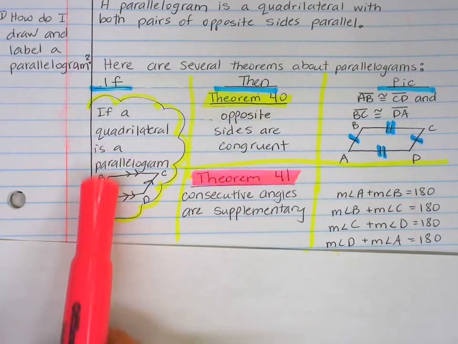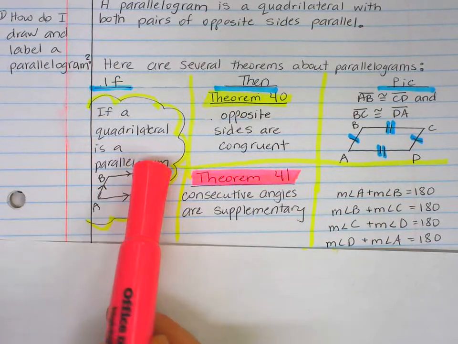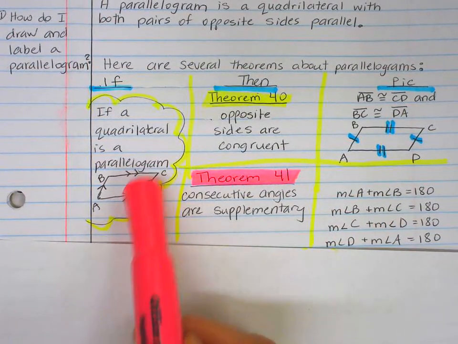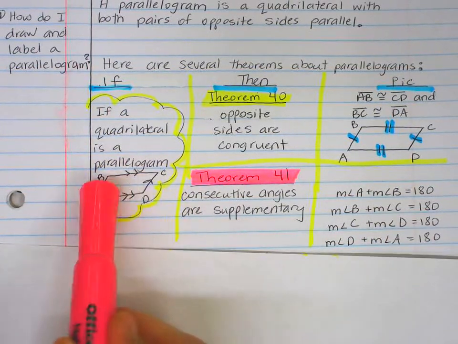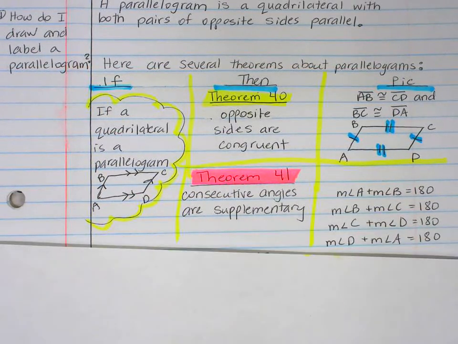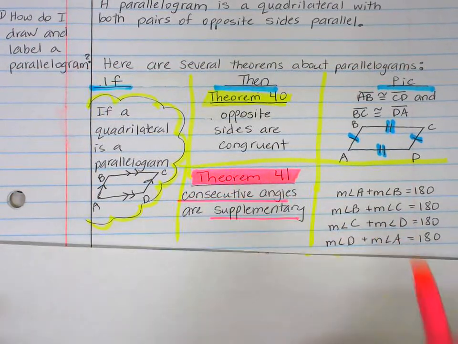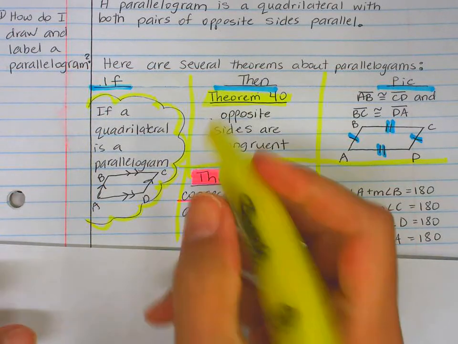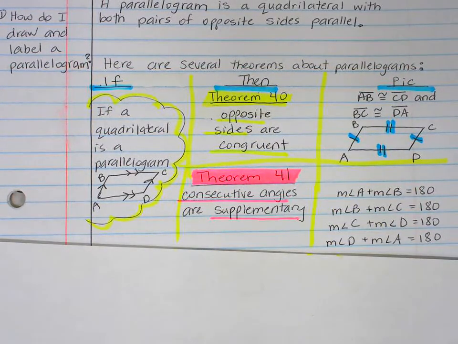A plus B equals 180, and then measure of angle B plus measure of angle C equals 180. So see how those share a side. And then measure of angle C plus measure of angle D, they add up to 180, C and D right there on that side. And then measure of angle D and measure of angle A, they add up to 180. So any 2 angles that are consecutive, they add up to 180 degrees. They are supplementary. Consecutive angles are supplementary. And then theorem 40 up above was saying opposite sides are congruent. So they have the same measure.